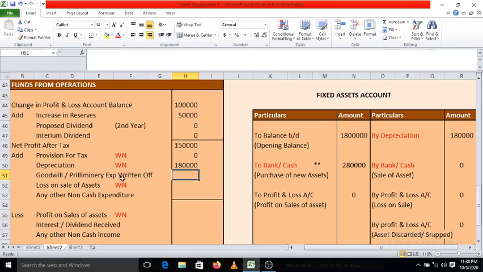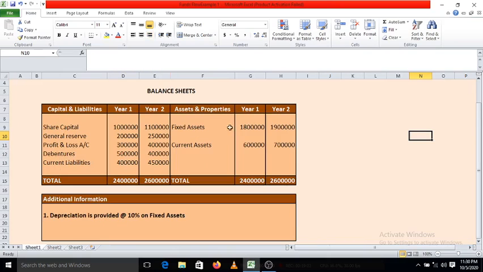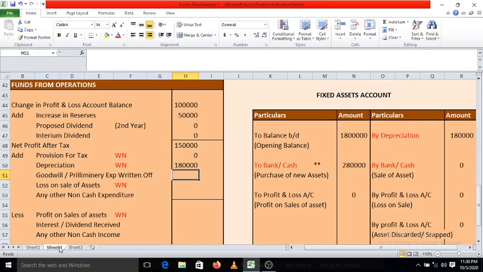After that, goodwill or preliminary expenses written off. You can check this balance sheet. Nothing is given about goodwill or preliminary expenses. We don't know anything about that. So obviously nothing will be added on account of goodwill or preliminary expenses. Now the next one is the loss on sale of asset. We have already prepared the fixed asset account, and we found that there is no sale, or no profit or loss on sale of asset. So it will also be zero. Nothing will come here. Purposely I am following the entire format.